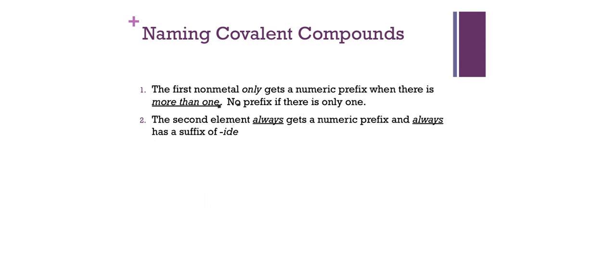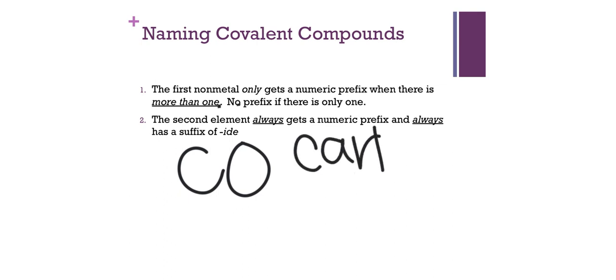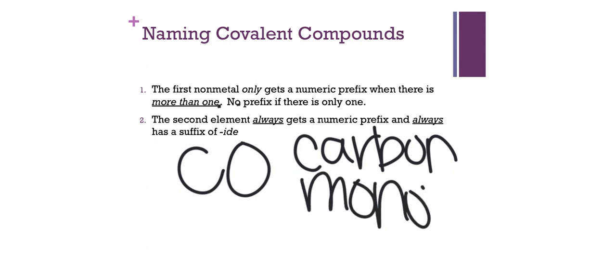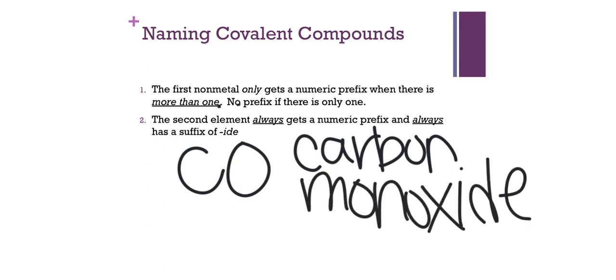Let's say I'm just thinking of something random, CO. Again, C does not have a number after it, so it does not need a prefix. You would just simply say carbon. But in this case, oxygen also does not have a number. However, my second rule says the second element always gets a numeric prefix and always has a suffix of "-ide." So even if there's only one for the second element, you would still have a prefix. So in this case, I would put monoxide. Mono is the prefix for one.